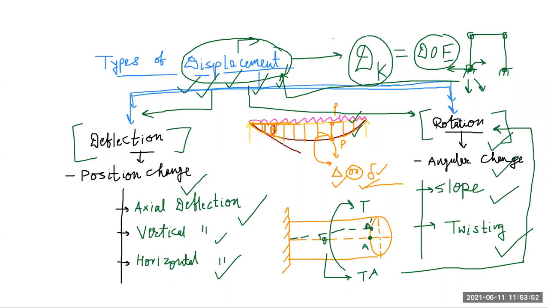Now rotational movement is your angular change. Angular change has two types. One is your slope, next one is your twisting. Slope is due to bending moment. I also discuss here a slope is seen here. Also I discuss how twisting moment or twisting angles will come into the picture. So I think I discussed all the technical aspects of your DKI before going into the general formula, before deriving the general formula for DKI. Is it clear to everyone?